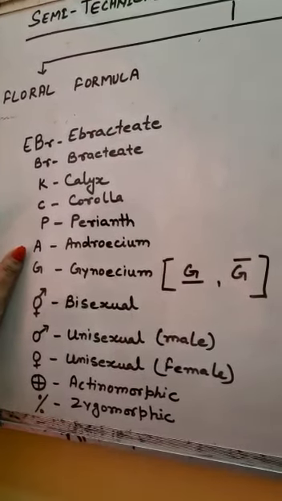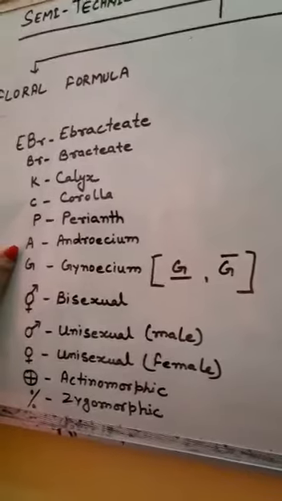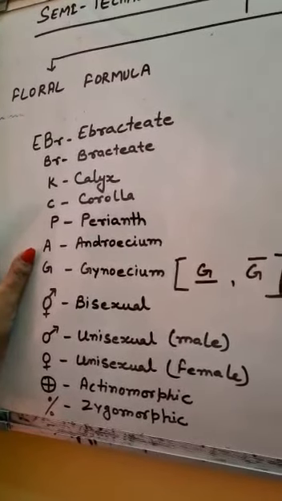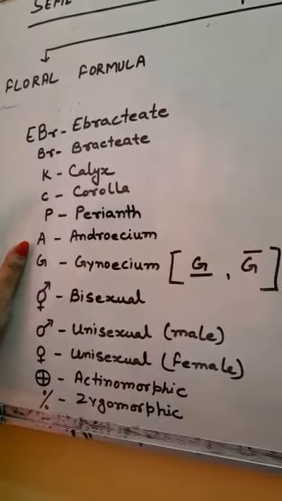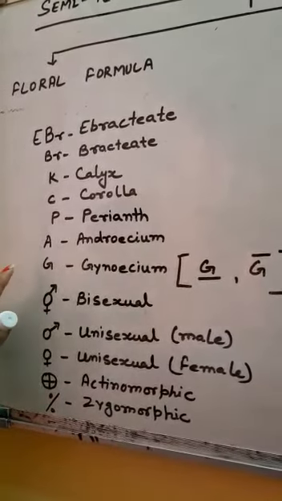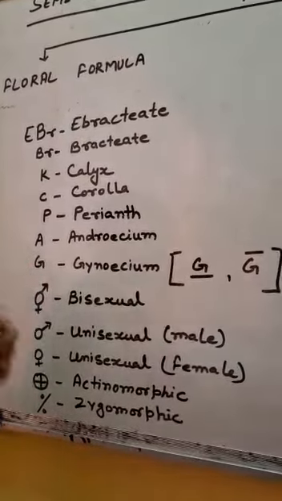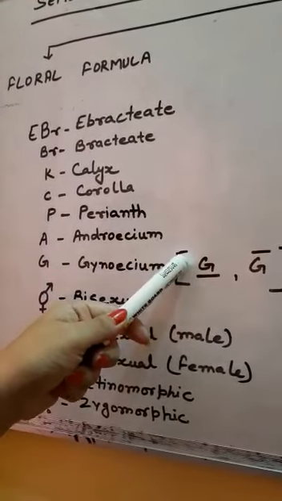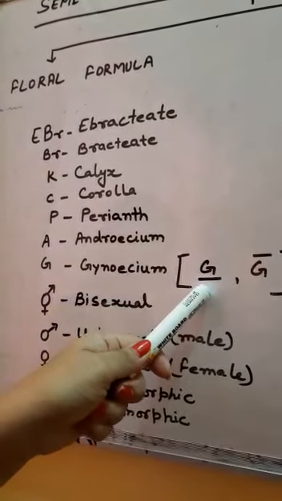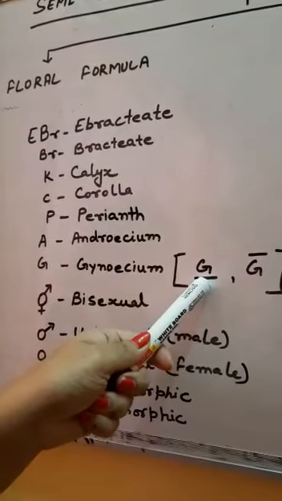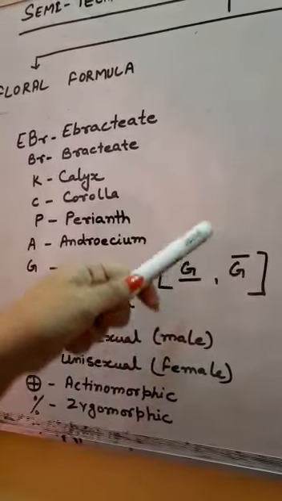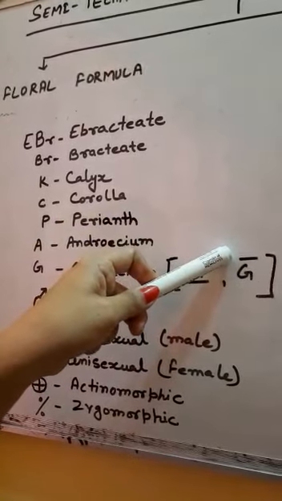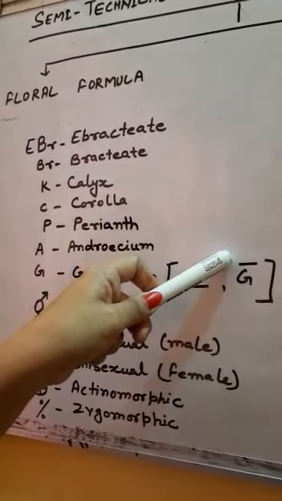Suppose the androeciums are fused in 2 bundles, diadelphous, 9 plus 1. We will write A (9+1). Likewise, G denotes gynoecium. Now see, if G is underlined, it means superior ovary. If G has a line on its top, it means inferior ovary.